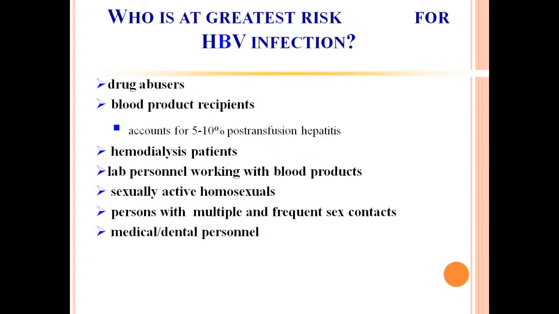Risk groups include lab personnel, lab workers who work with blood products, sexually active homosexuals, persons with multiple and frequent sex contacts, and medical and dental personnel. So everyone who potentially contacts blood or blood components, or sexually active persons, is at risk, because hepatitis B virus is present in large amounts in genital excretions.